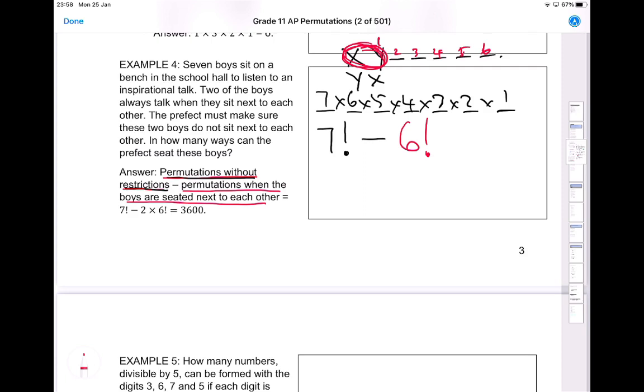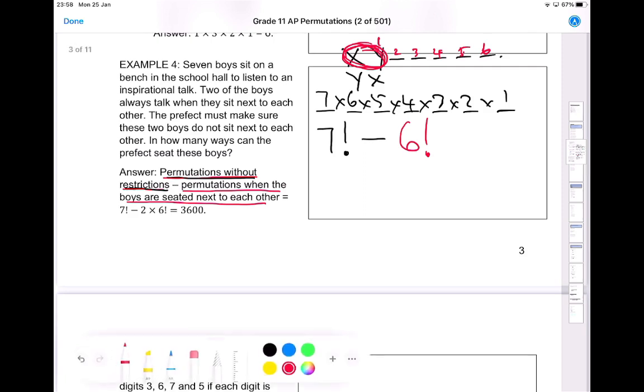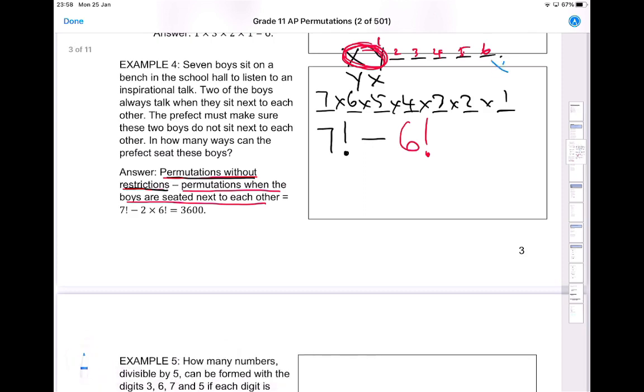Remember, those 2 boys, we tied them together and we're counting them as 1. Now, the other thing is the 2 boys could be sitting next to each other, but in how many different ways can they sit next to each other? Those 2. Because X could be sitting here and Y sitting there. Or Y could be sitting here and then X is sitting there. So do you see that there are 2 different ways of sitting these 2 boys, which is actually 2 factorial. So we will take this thing and multiply by 2 factorial. So that is going to be our answer there.